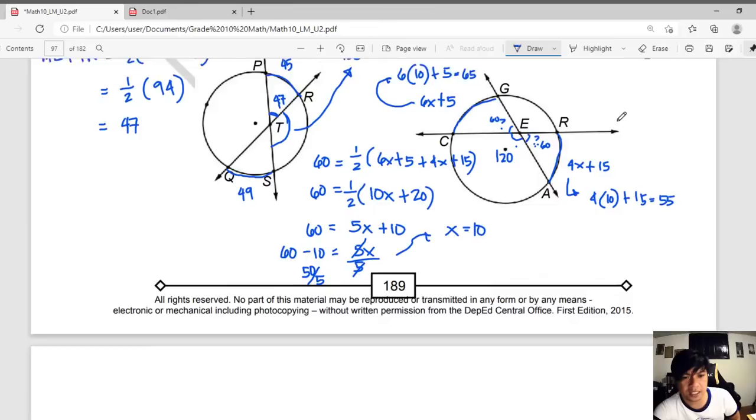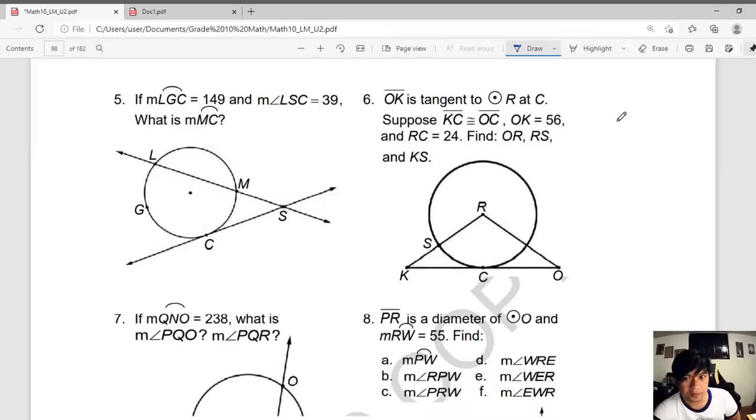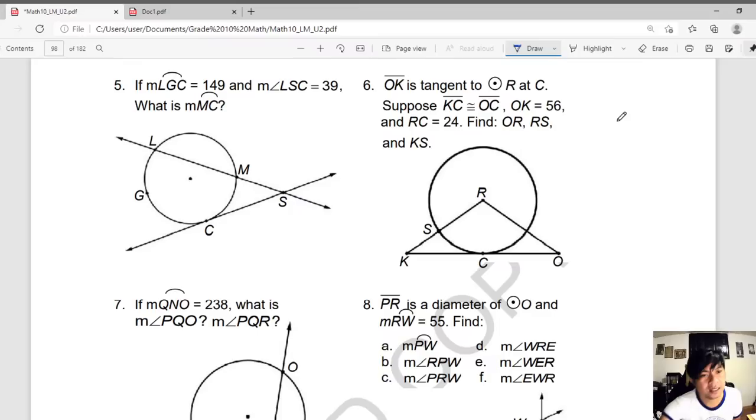Let's proceed. There's more, there are still many of these. So, number 5 actually is a tangent line and a secant line that intersect at the exterior of the circle. So we will use the 1, 2, 3 theorem, right? Because what we will do is the same for all of them.